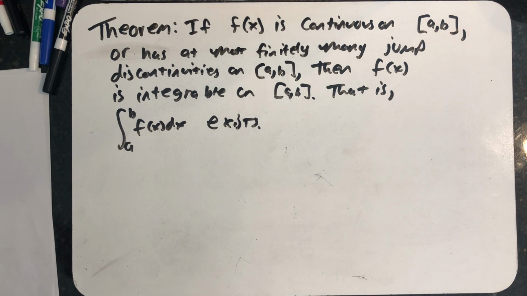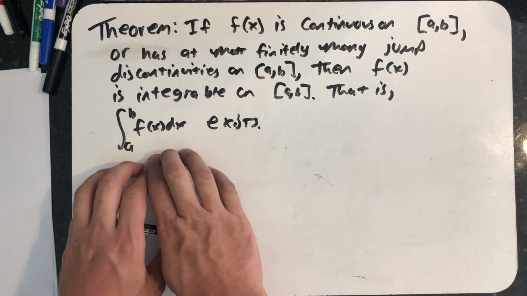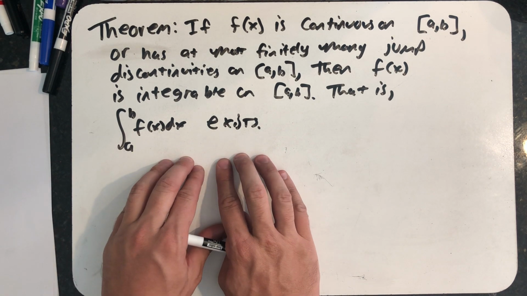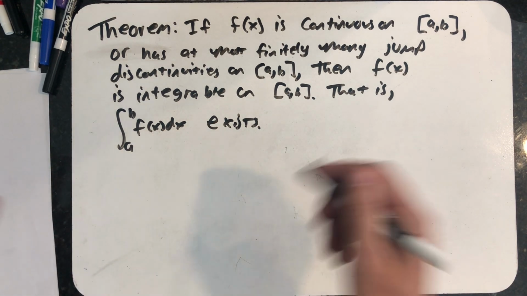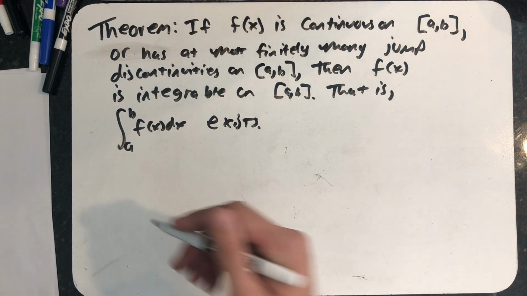The integrand from the previous video is x squared plus x, which I know is a continuous function. This theorem says if f of x is continuous on the finite closed interval ab, or has at most finitely many jump discontinuities on that interval, then f of x is integrable on that finite closed interval ab. That is, the definite integral exists, and then I know I can use whatever partition I want.